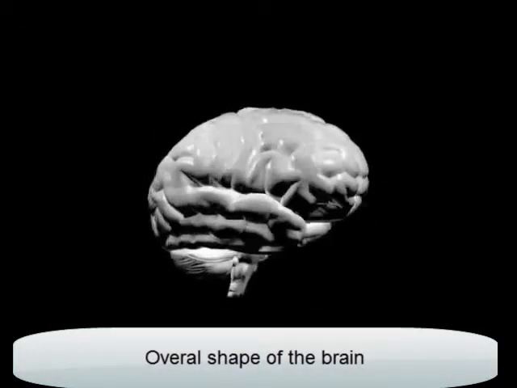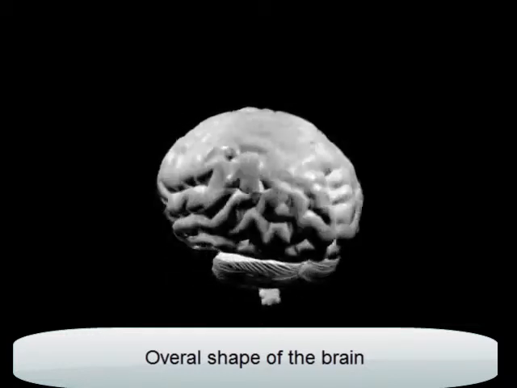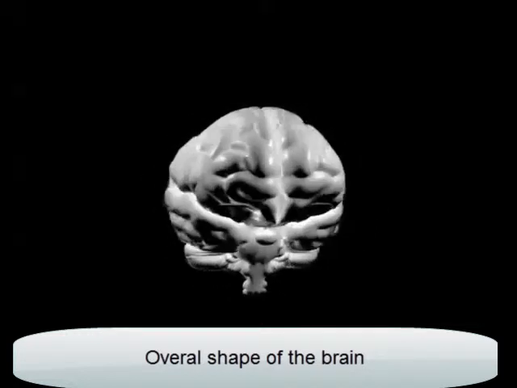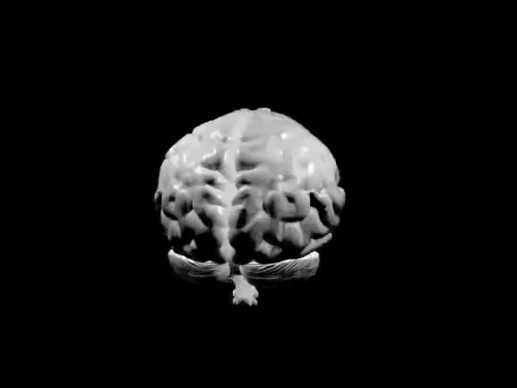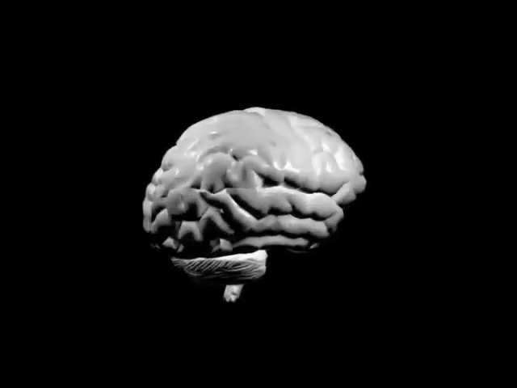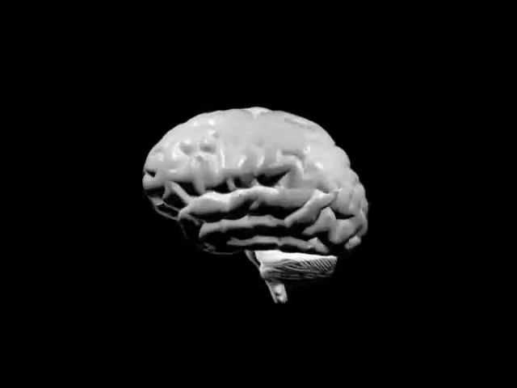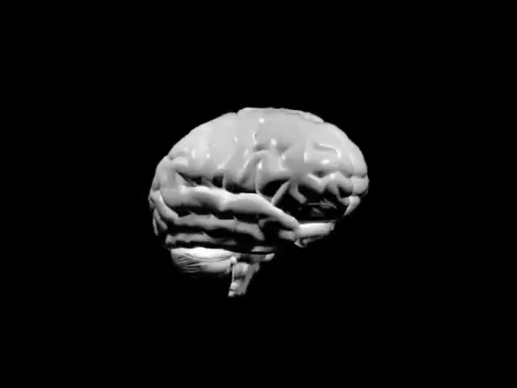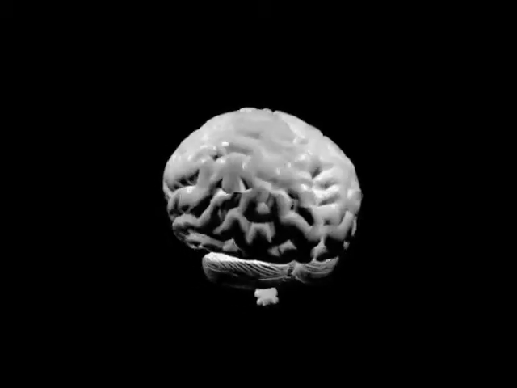The overall shape of the brain. Brains are broadly similar. There are two hemispheres, each covered by the deeply folded cortex. The cortex is sometimes known as the grey matter. The colour derives from the presence of the cell bodies.